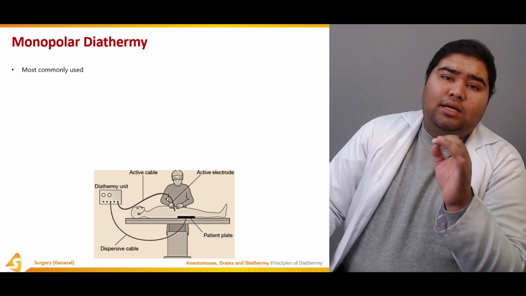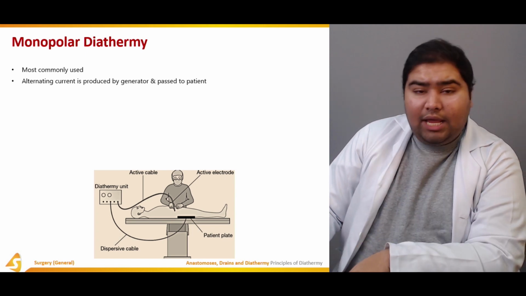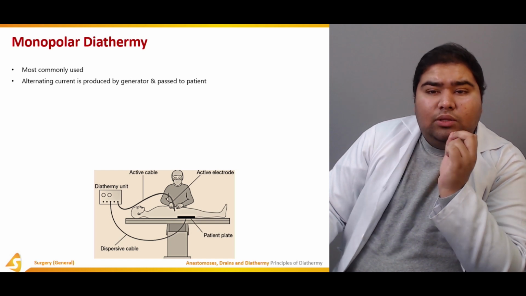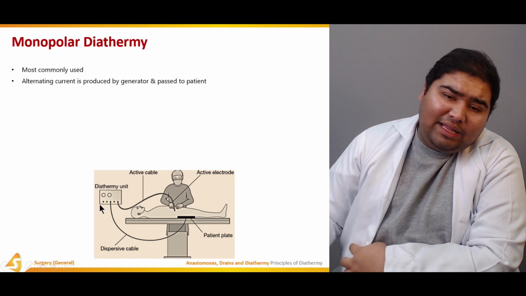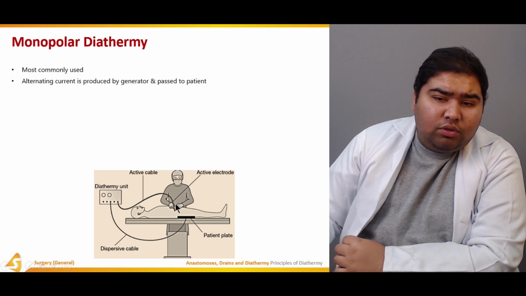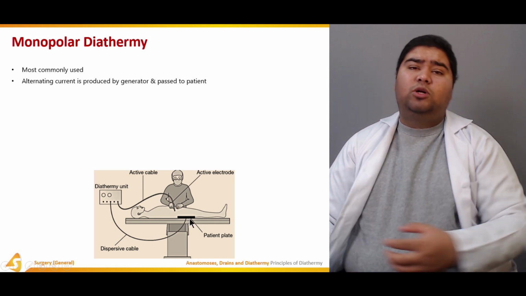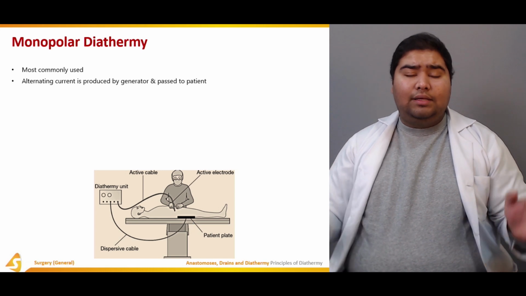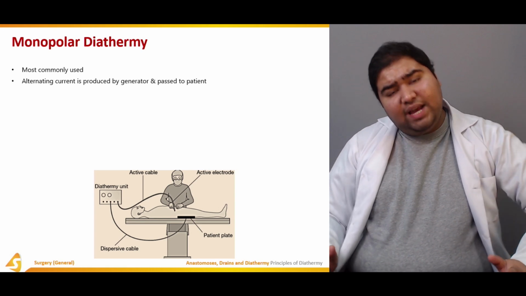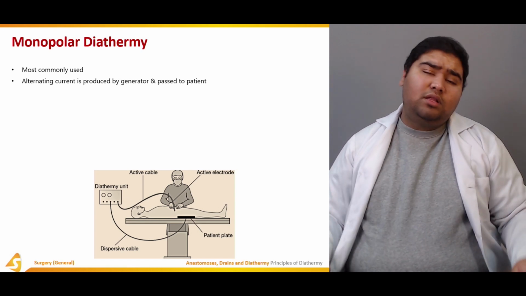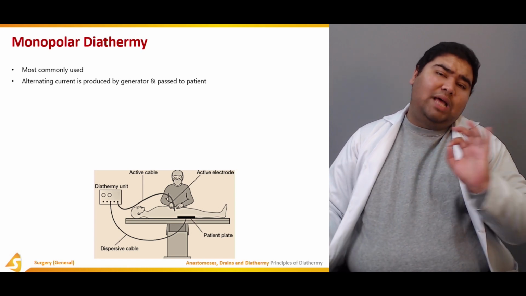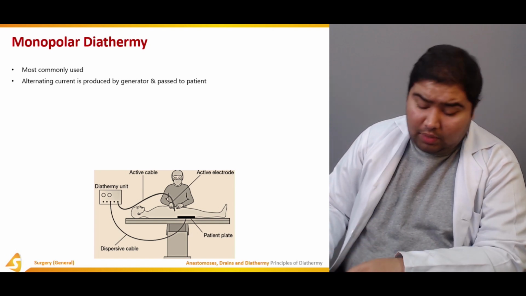So this type of diathermy is the most commonly used type. The alternating current that is produced by the generator is passed through this to the patient. So this diathermy unit is producing alternating current that is passing through this probe into the patient. Now this patient plate is responsible for collection of that current. This plate is very wide. The reason for this plate being wide is that the current might be distributed within the human body and collected from different points, not from a single point, so that the body might not be zapped or charred throughout.